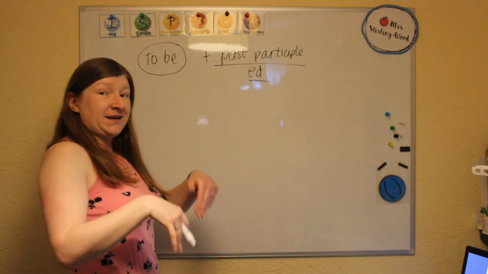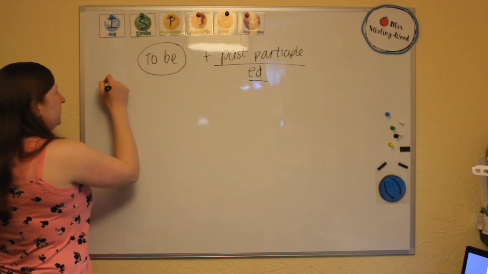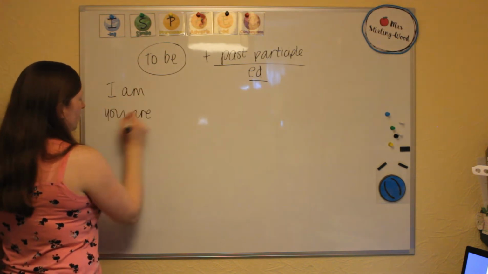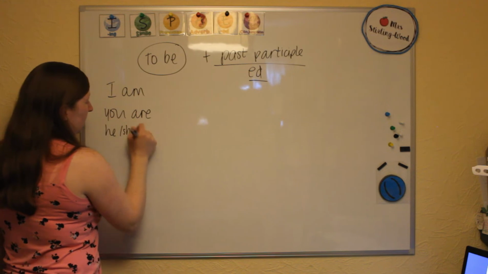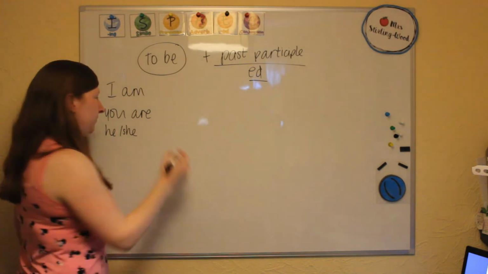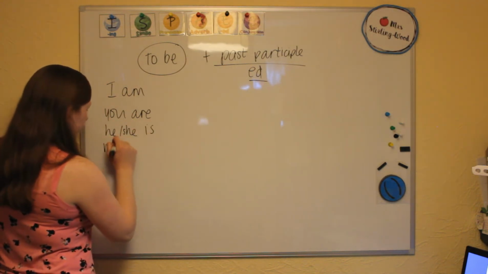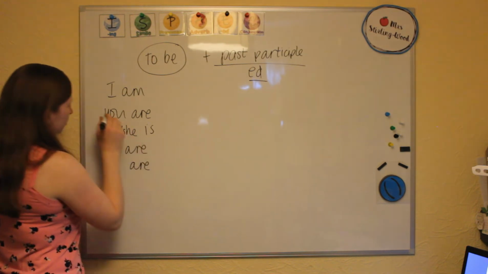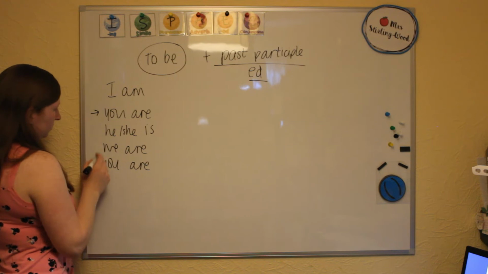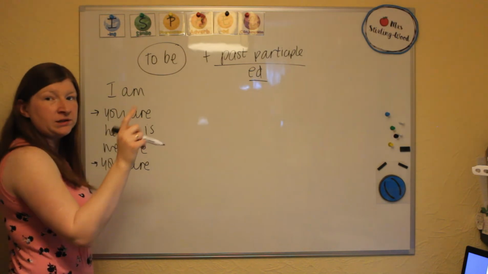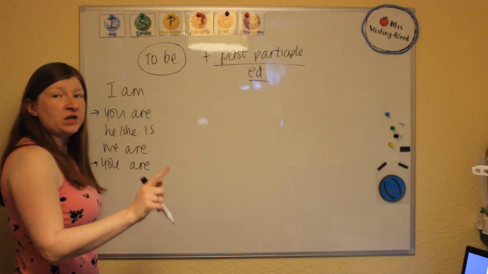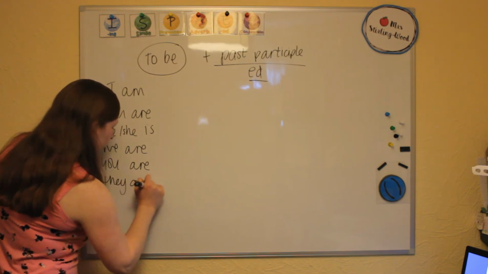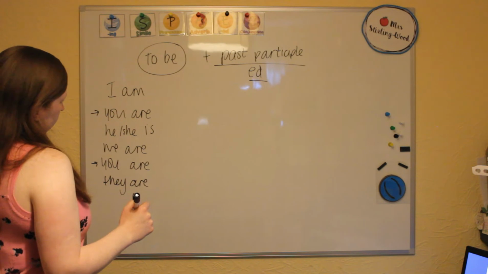So in the present tense, this verb goes, I am, you are, he, she, it, William is, we are, you are. There's 2 forms of you. One is you where there's one person, and one is you where you're talking to everybody. And then we have they are. Okay.